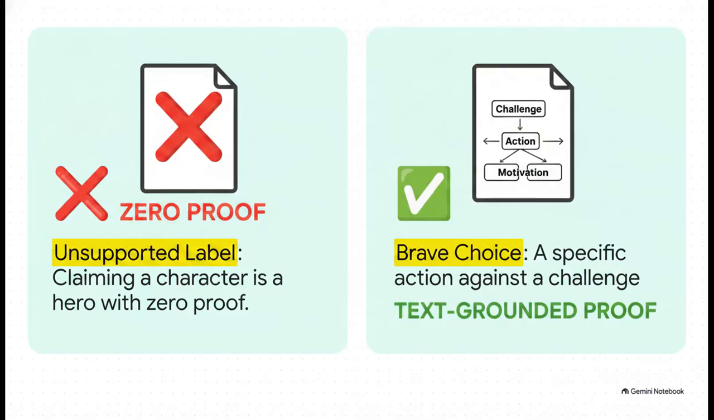And finally, based on those 4 pieces of evidence, what is the supported trait we can confidently assign to this hero? And this brings us to a really crucial difference, the difference between an unsupported label and a true brave choice. An unsupported label is when someone just says, hey, this character is a hero, but they provide 0 proof from the text. In academic analysis, yeah, that won't cut it. A brave choice, on the other hand, is firmly grounded in the text's evidence. It proves heroism by pointing to a very specific action taken in response to a difficult challenge, backed by a clear motivation. We don't just call characters heroes, we prove they're heroes using the text itself.